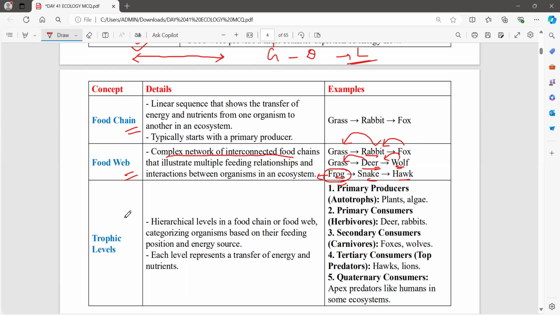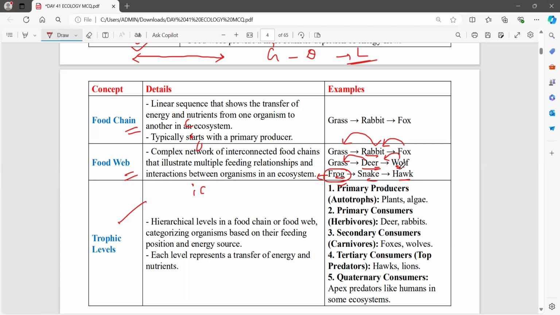Fine. And what will be the trophic levels? Trophic levels is nothing but producer, primary consumer, secondary consumer, tertiary consumer, and top carnivore. So this is a hierarchy.